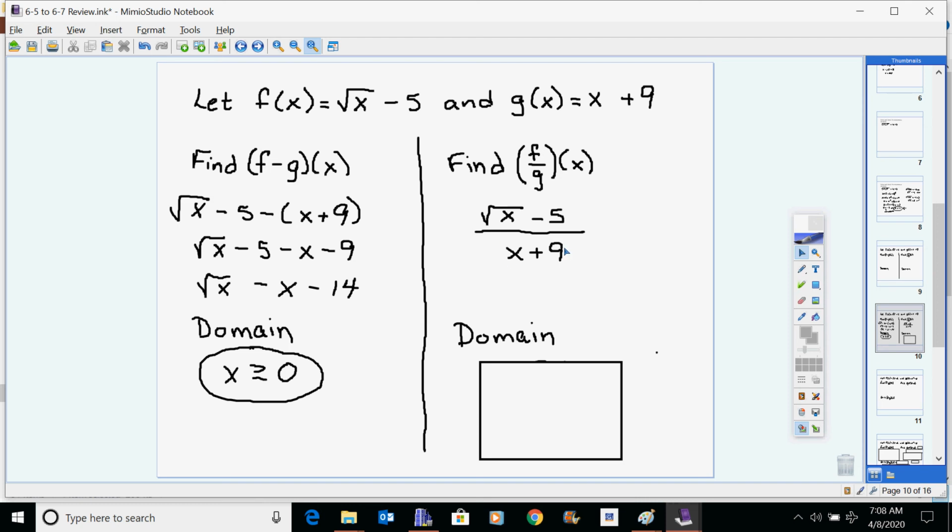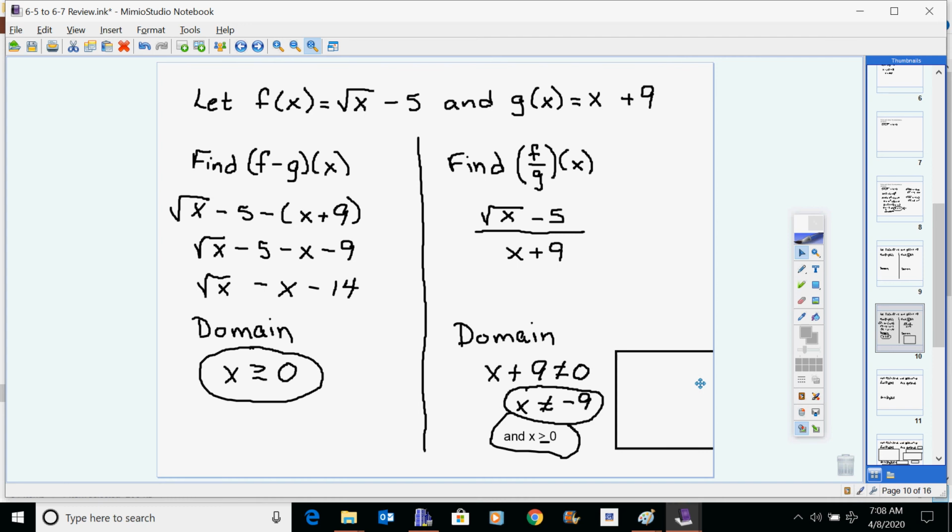Now we have two things happening here. One of them is that x plus 9 can't be 0. So that's one thing to take a look for. x plus 9 can't be 0. However, the other thing is that we still can't have anything that's negative at all.